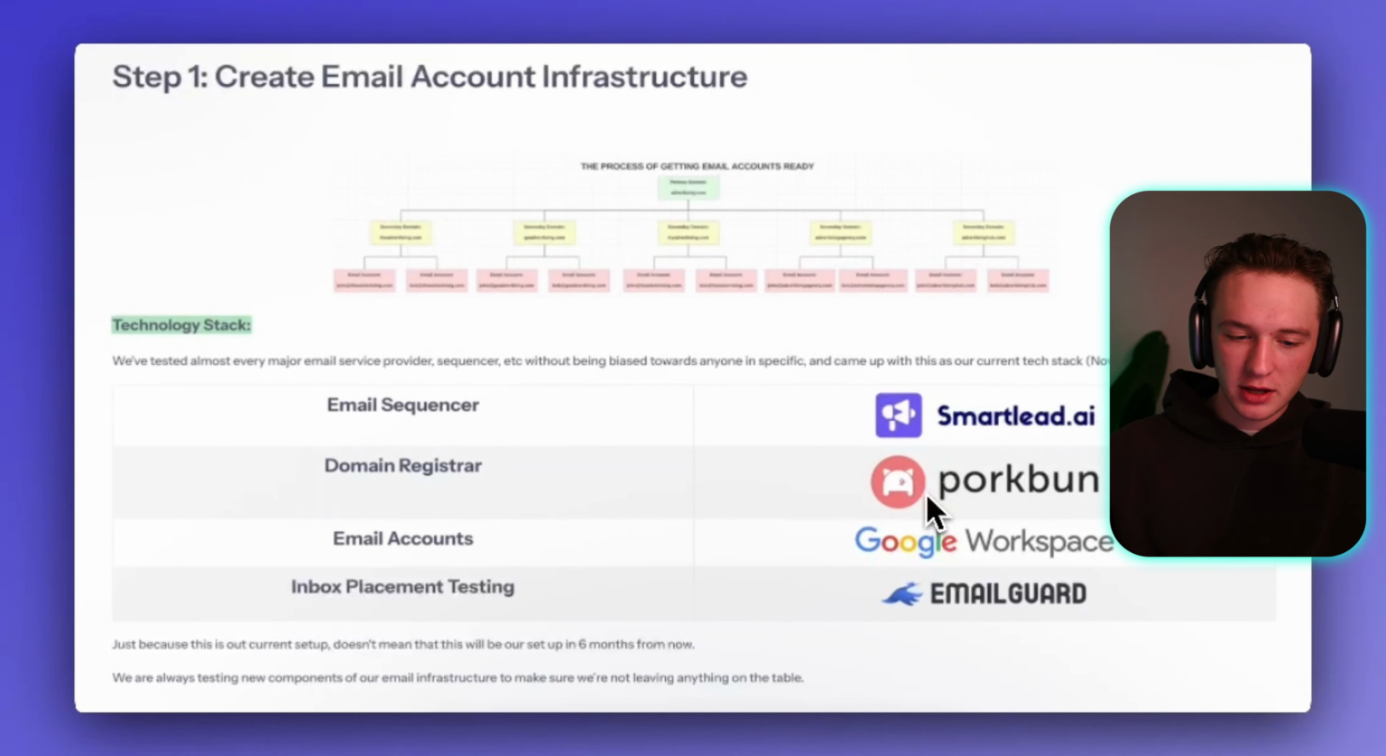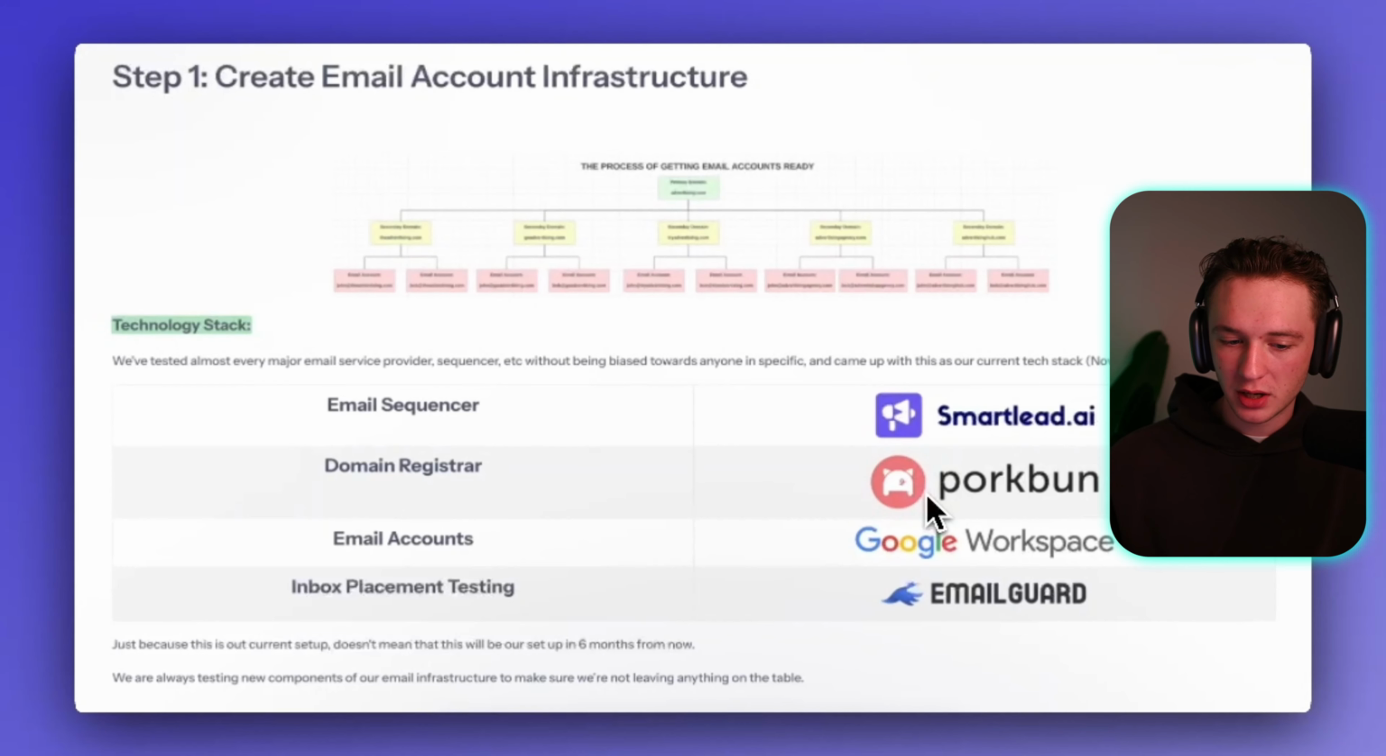So for the email sequencer, or the email sending platform, some people call it, we use Smartlead.ai. This is where you're going to upload all of your campaigns, your email accounts, manage responses, kind of like a central hub for your outreach. The domain registrar, which is basically where you buy and register your domains, is porkbun.com.